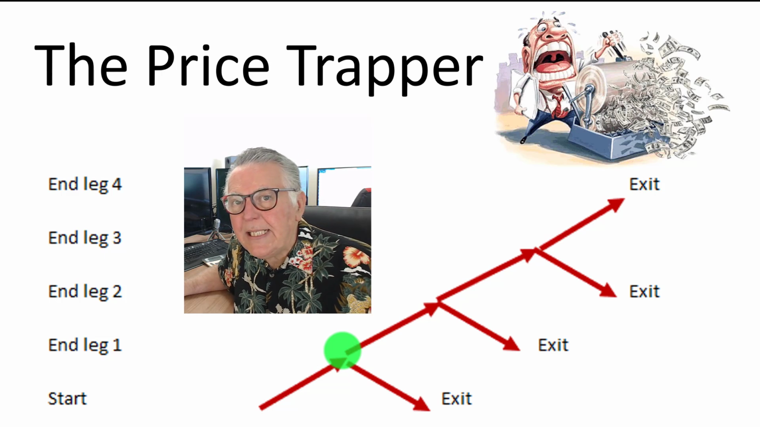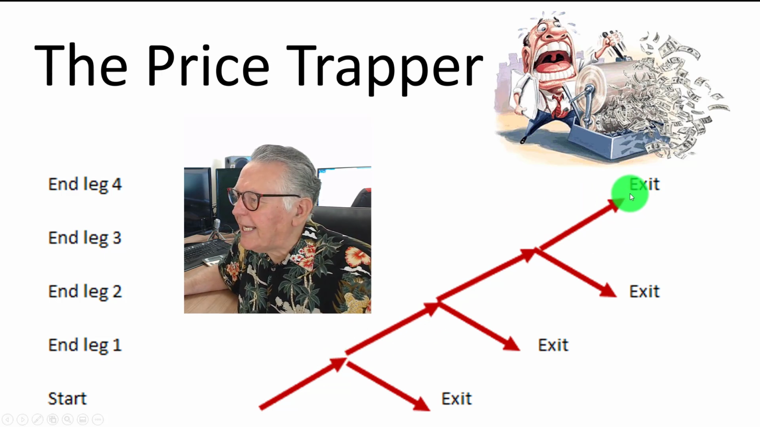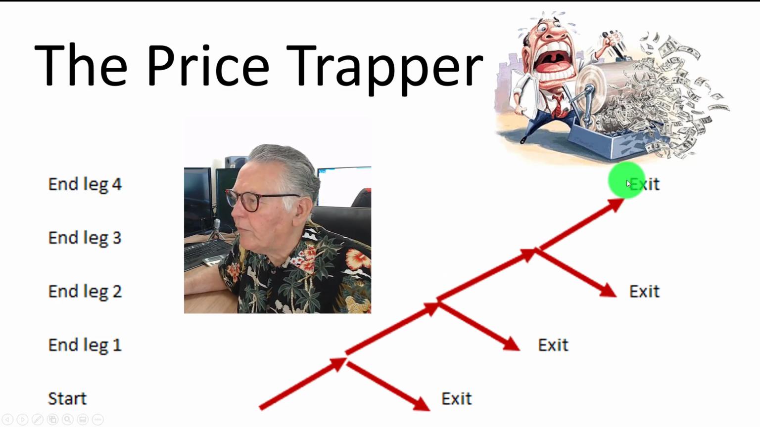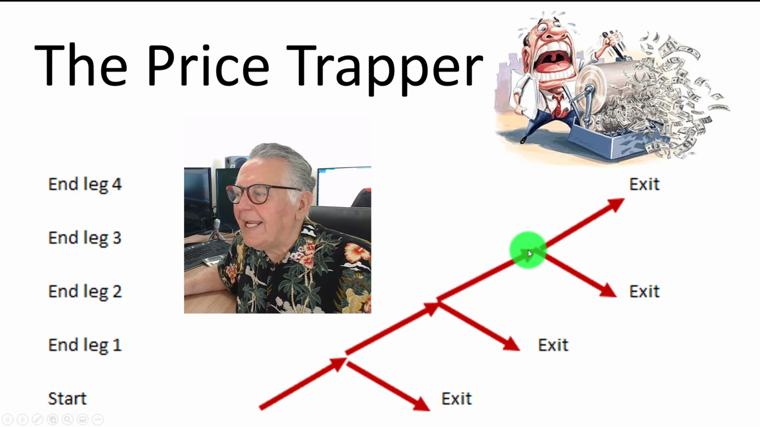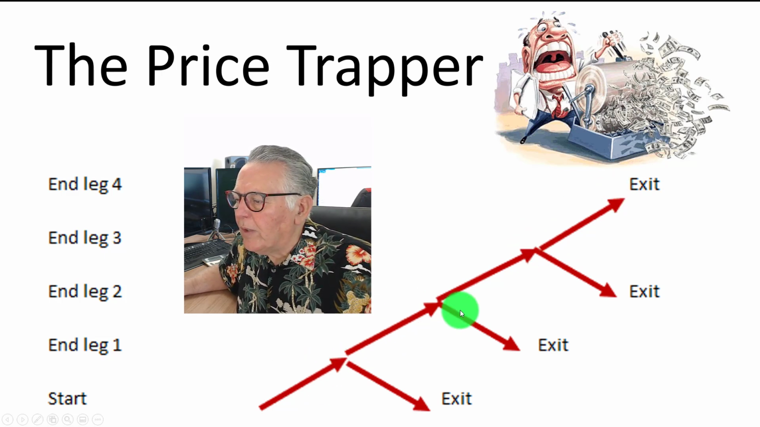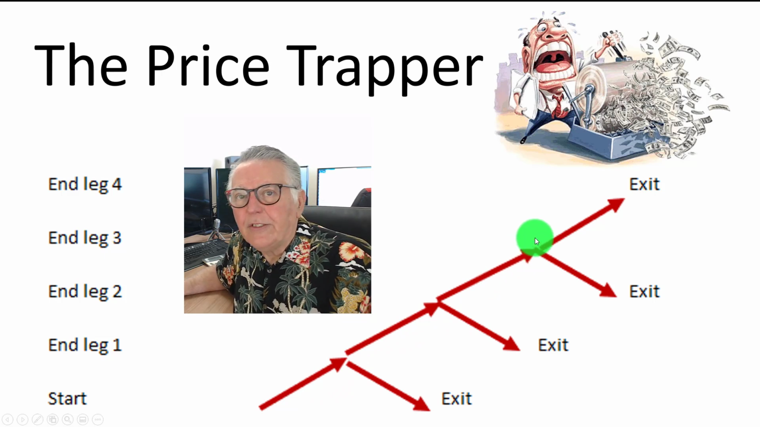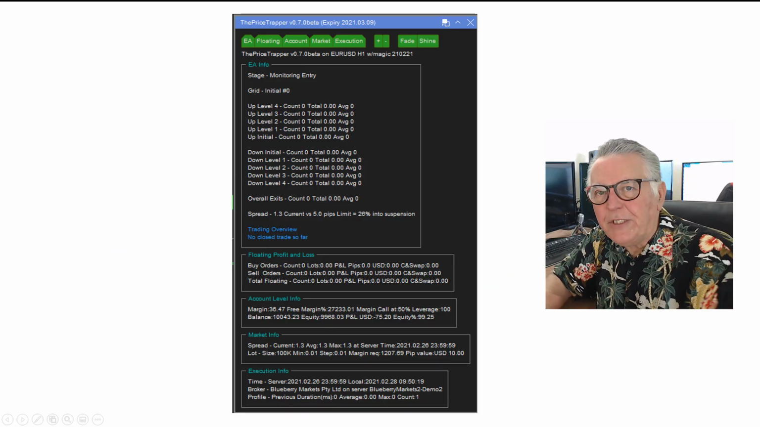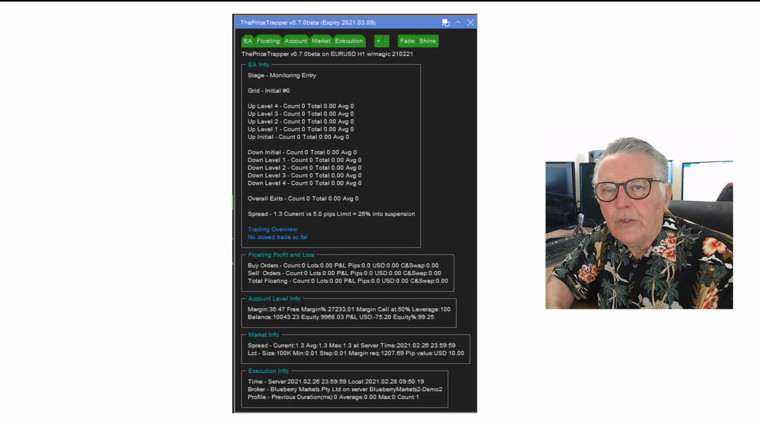And also in the robot, we have given two options. You can either exit at leg 4, which is 1, 2, 3, 4. There would be the final exit, or you could do the final exit at leg 3. So you could go 1, 2, 3 and exit over there. And here's an example of the information table that comes with the EA once you've loaded it on your chart.